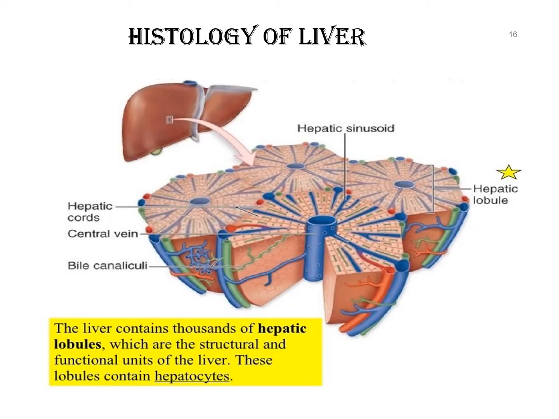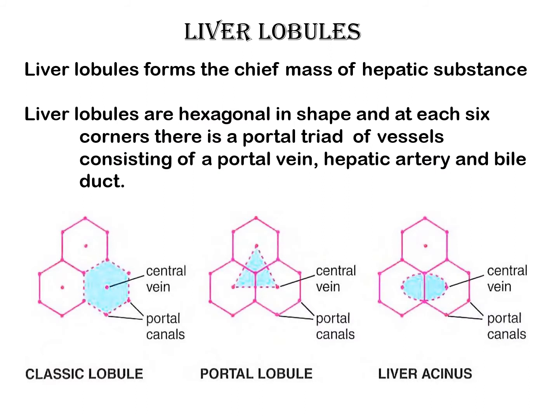This diagram shows the histology of the liver. Here we can see hepatic lobules, hepatic sinusoids, hepatic cords, central vein, and bile canaliculi. The liver contains thousands of hepatic lobules, which are the structural and functional units of the liver. These lobules contain liver cells, which are called hepatocytes. Liver lobules.